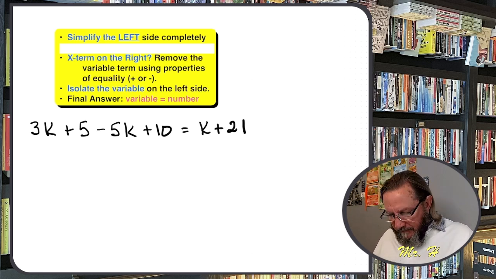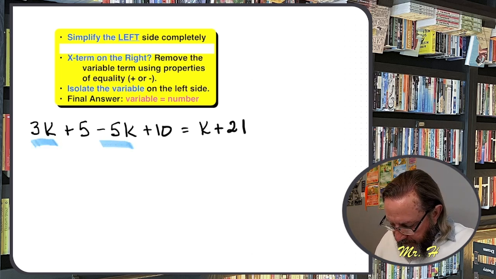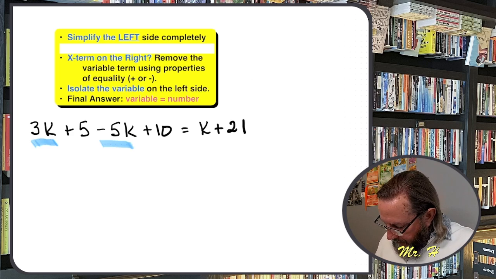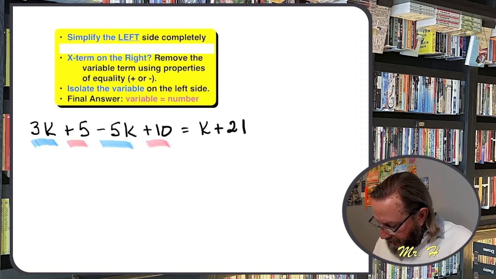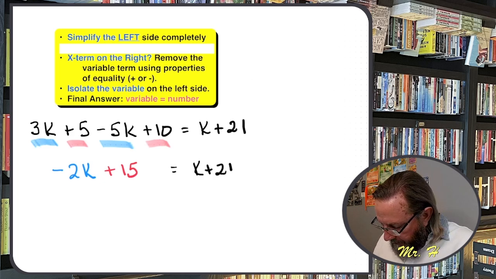Well, over here on the left-hand side, we've got some common terms. We've got a 3k and a negative 5k, and we have a plus 5 and a plus 10. So we're going to put those together, combining those into smaller packages. 3k and a negative 5k is a negative 2k. And then the positive 5 and the positive 10, that's a positive 15. And that's going to be equal to our k plus 21.